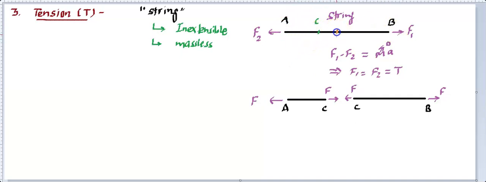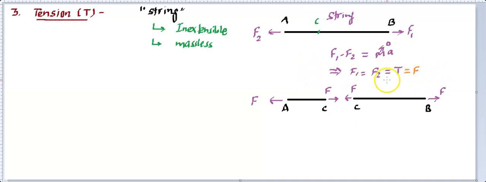Now C could have been taken here, C could have been taken here. So you can take the C point at any point in between these two points A and B. That means tension acts at all the points. That tension is simply equal to the force that you apply externally. And one more point we have understood, this external force acts equally at both the ends. So this force is known as tension.